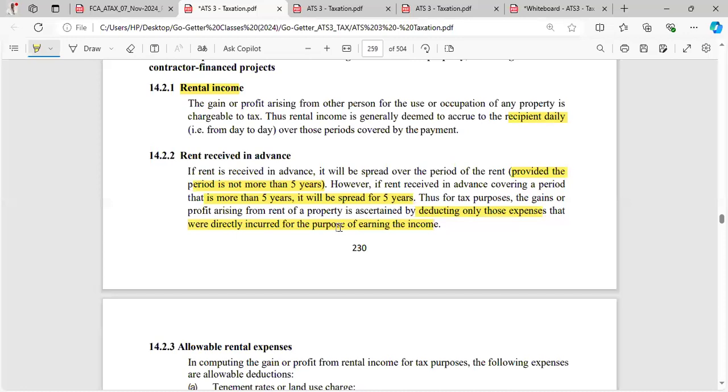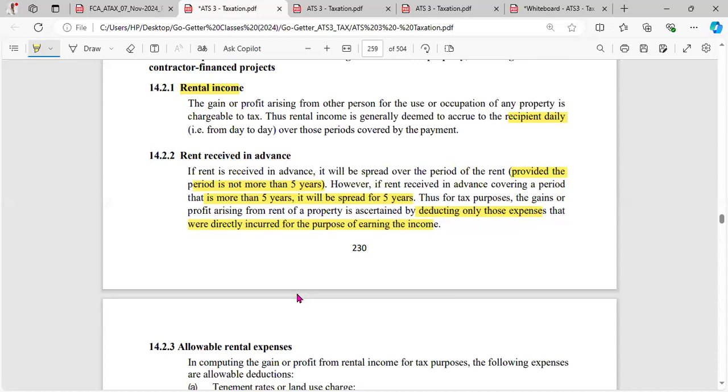So what it means is that if you want to charge rental income to tax, you see the rent that the tenant pays you, that is credited to your account, right? It's an income, rental income. Now, there are certain things you would have done to ensure that you make that income come to you. You will deduct those expenses.